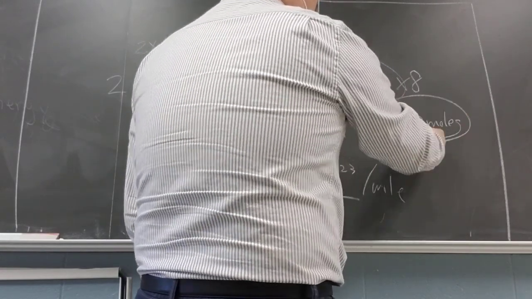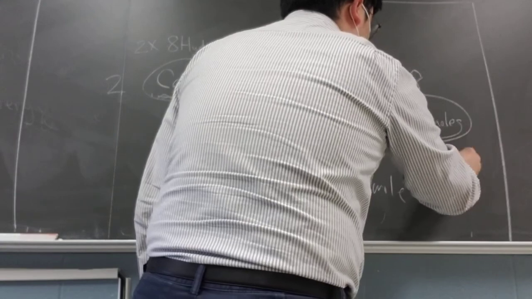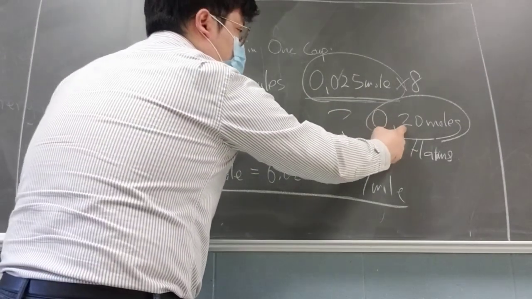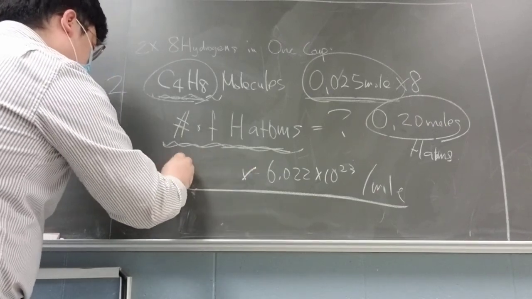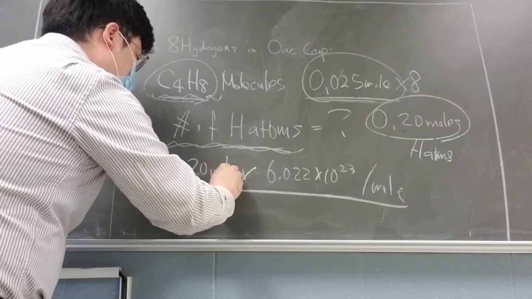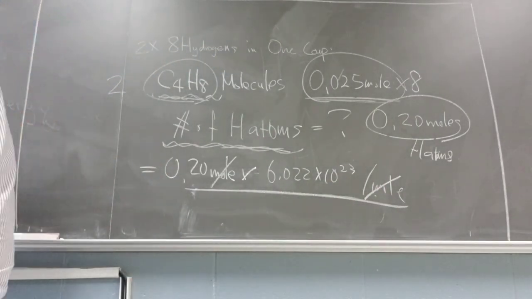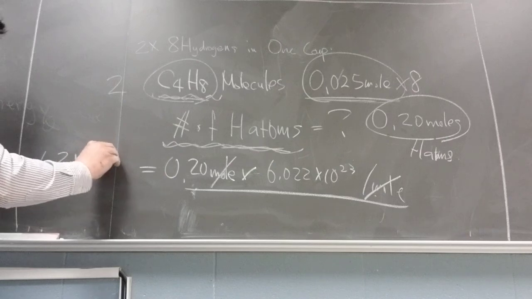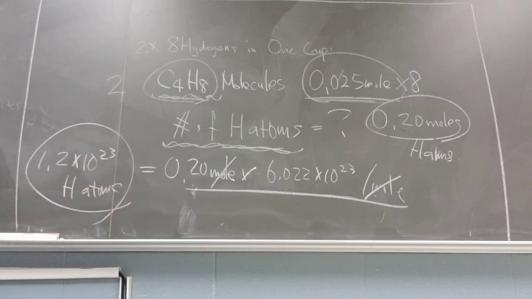So you have 0.2 moles of what? The hydrogen atoms. Okay? But the thing is, 1 mole is equal to Avogadro's number. So you can simply multiply this number by Avogadro's number. And then you see the moles cancel, and you can get the actual number of hydrogen atoms, which will be what? Makes sense, right? Yeah. Okay.